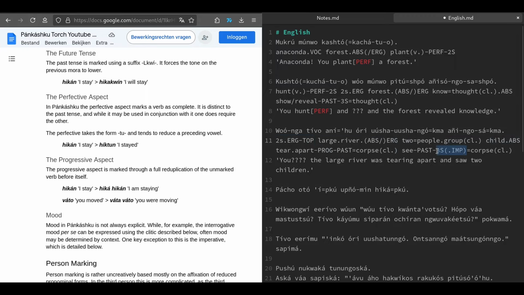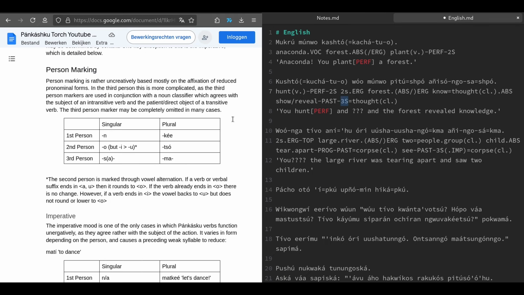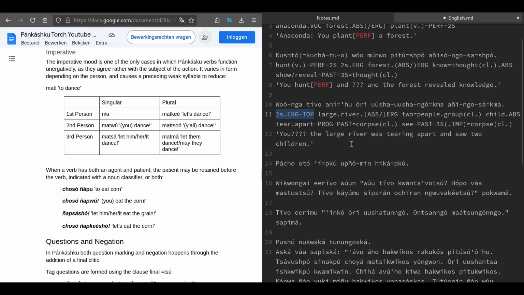But then why would this be third person singular? Maybe the person marking for verbs agrees with the absolutive, not the agent. Second person ergative, bane of my existence.